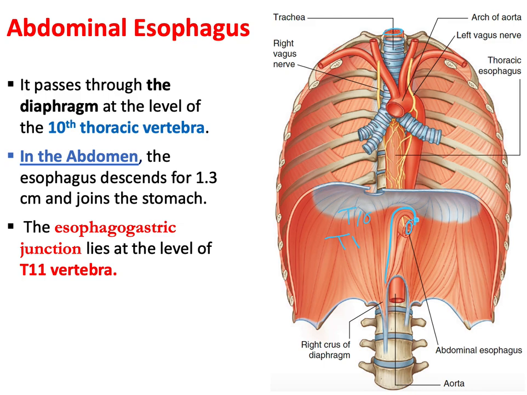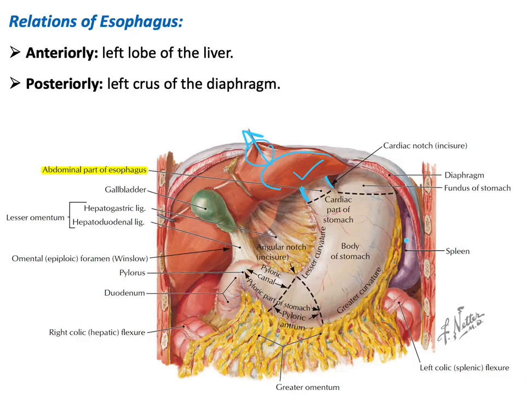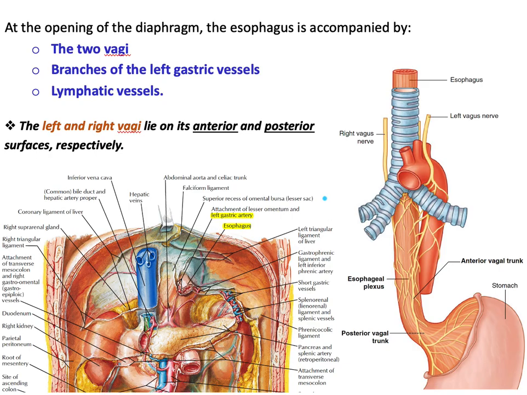So the right crus of the diaphragm forms like a sling around the esophagus. It's like a sphincter. Anyway, but posterior to the esophagus, once it joins the stomach, you have not the right crus, you have the left crus, right? Because this is the esophagus and the stomach as well. So anterior you have the left lobe of the liver, and posterior you have the left crus of the diaphragm.